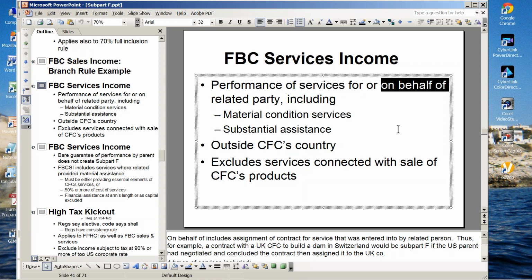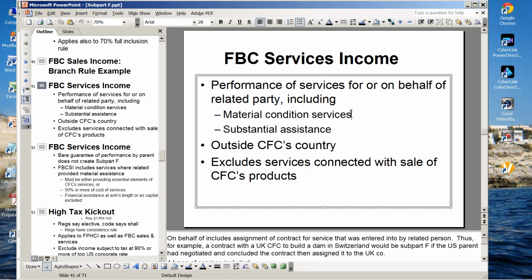The obvious one is a U.S. parent company contracts with a third party to do some construction, to build a dam, and subs out a lot of the work to its Bermuda subsidiary. That's going to be Subpart F income, unless the dam's in Bermuda, which is pretty unlikely. So subbing out the work from one related company to another is clearly on behalf of. But there are several other things that it could be.